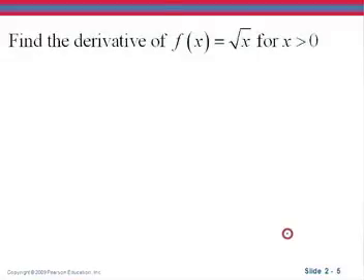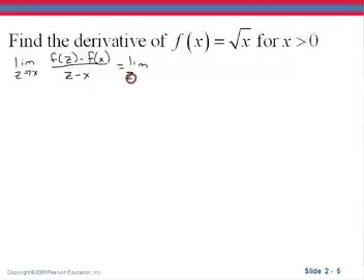Now let's find the derivative of f of x equals the square root of x. And this time let's use the alternative form. The alternative form is the limit as z approaches x of f of z minus f of x divided by z minus x. That's going to be, in this case, the limit as z approaches x of f of z means we plug in z for x, so that's the square root of z, minus f of x, which we were given, it's the square root of x, divided by z minus x.